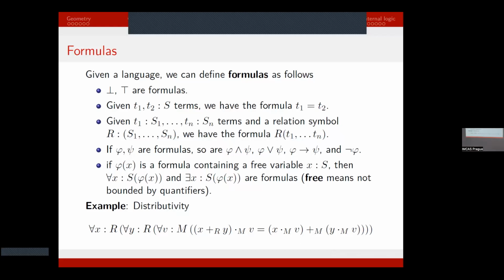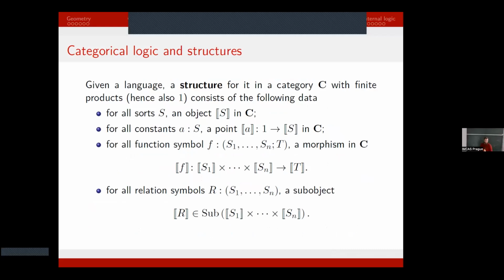Okay, good. Now we have a language, but it's completely devoid of meaning.